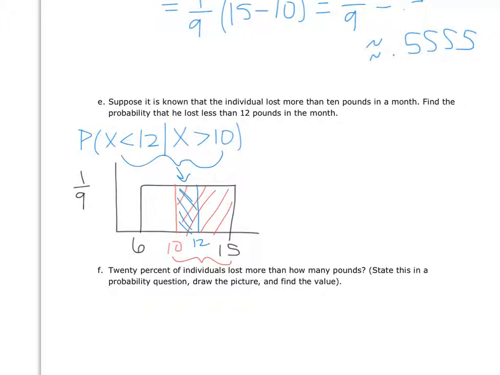We're given that it has to be between 10 and 15. So the denominator is going to be 15 minus 10. And then what we're looking for is if it's less than 12, but also greater than 10. So in the numerator, we have 12 minus 10. All right, so we get 2/5 or 0.4.